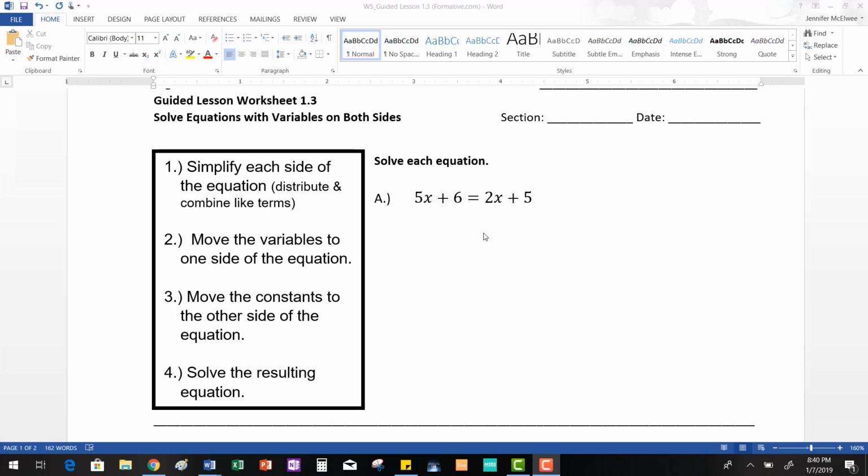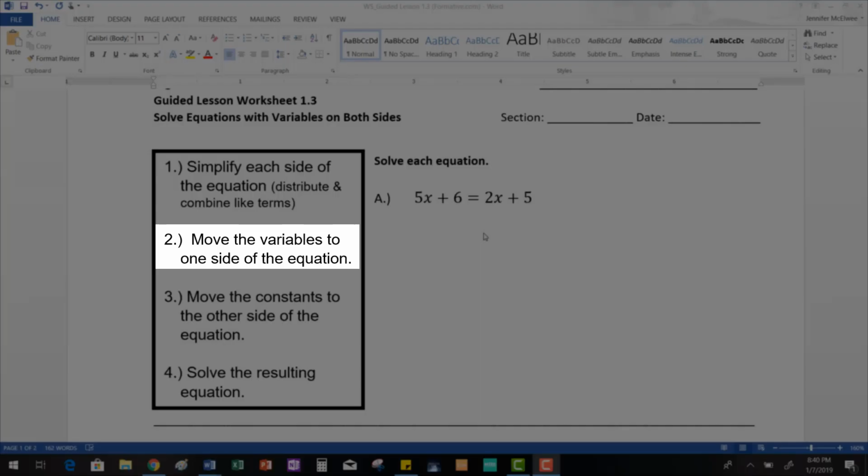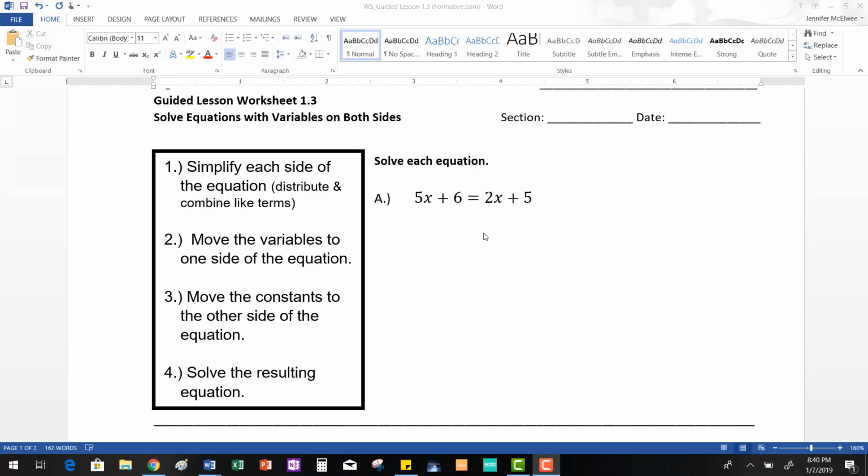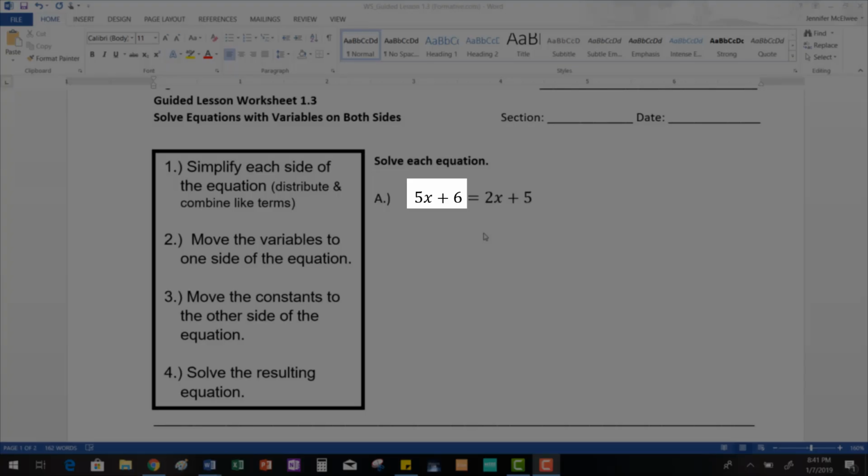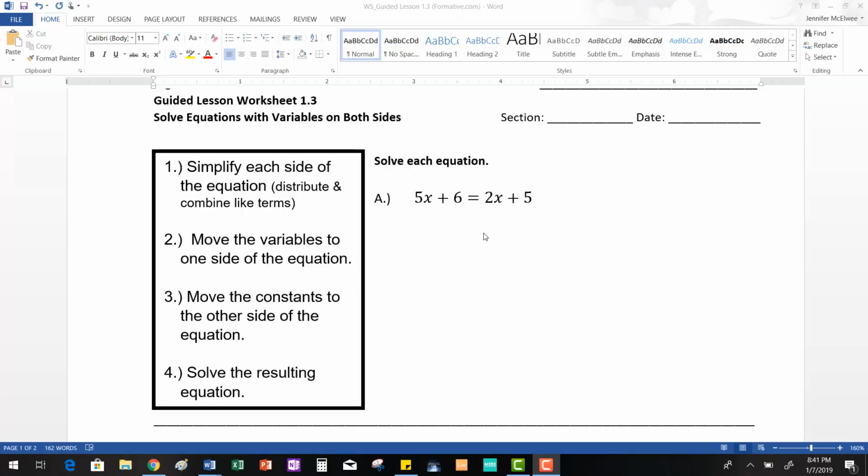From there, the second step is to move the variables to one side of the equation. This is where the element of choice comes in. It does not matter what side you choose, but if you don't choose at all, then you're going to be lost. If you don't know where you're going, what your end goal is, you're going to have a tough time getting there. For the sake of this video, I am going to move my variables to the left side of my equation every single time.